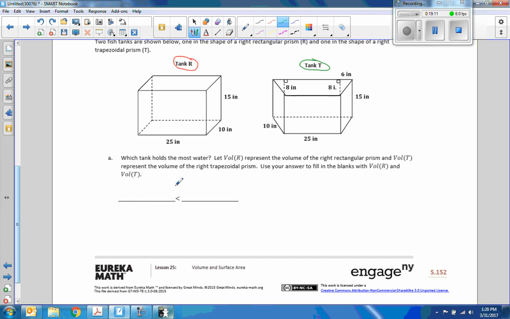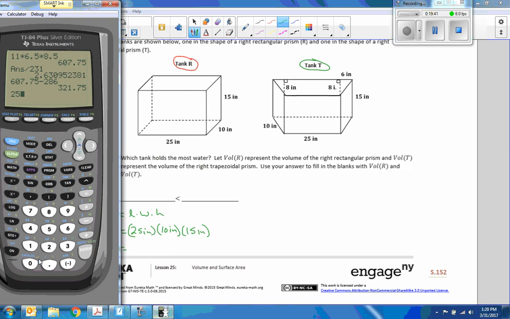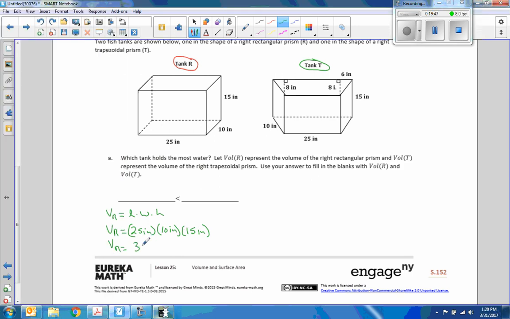Okay, so I want to find the volume of these. So the volume of the rectangular prism equals length times width times height. So the volume of the rectangular prism equals 25 inches times 10 inches times 15 inches. So 25 times 10 is 250, times 15. 250 times 15 is 3,750 inches cubed.